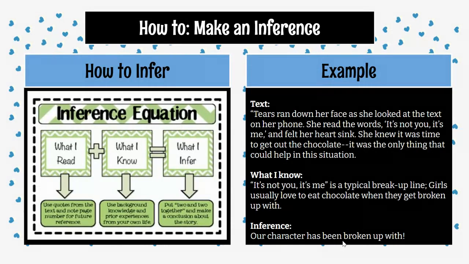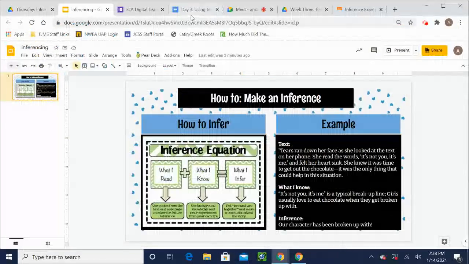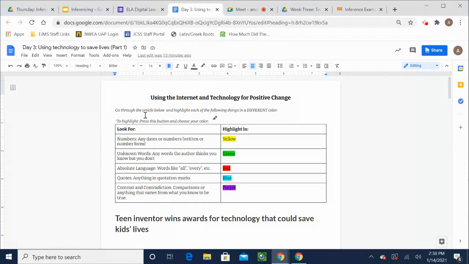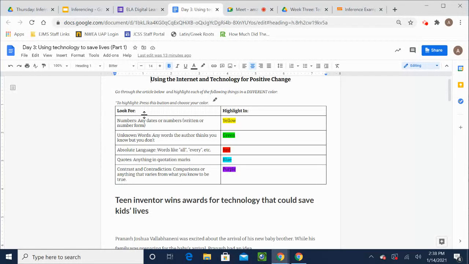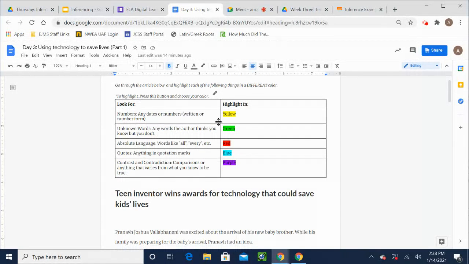Okay, so that's an example of an inference. Take what is in the text, combine it with what you know, make a guess. Now, for our article, you are doing what you've been doing, which is hunting for signposts. So you're looking for numbers, unknown words, absolute language, quotes, and contrast and contradiction. Highlight those in these highlighting colors. If you want to stick around and listen to the article read out loud to you, go ahead and stick on. If you just want to read it yourself, you can go ahead and hop off.